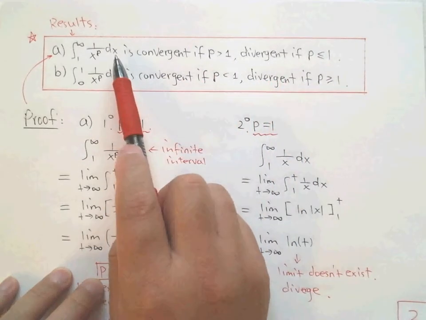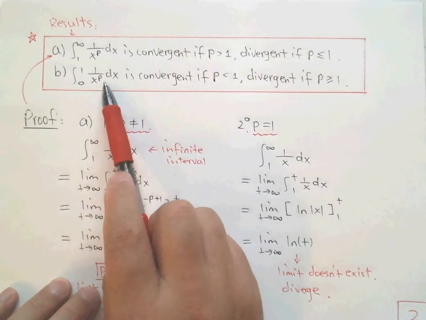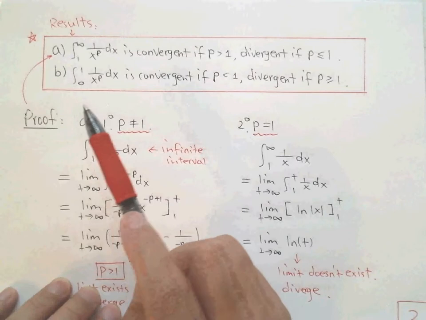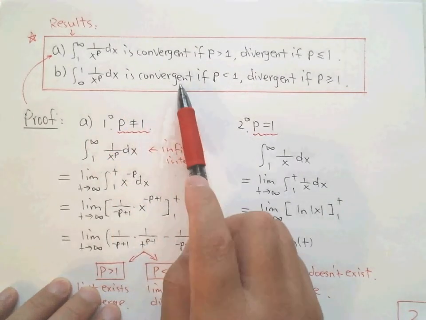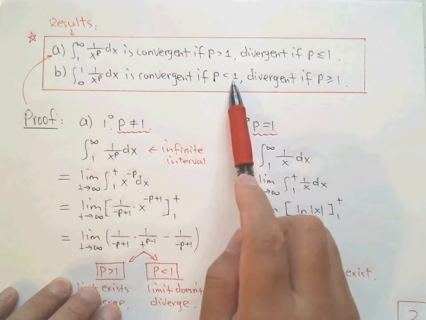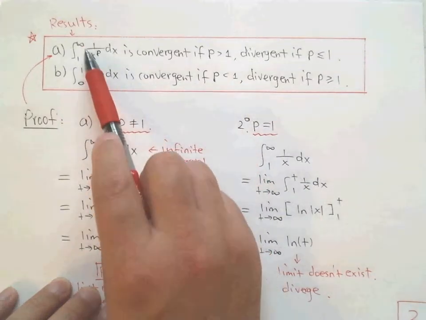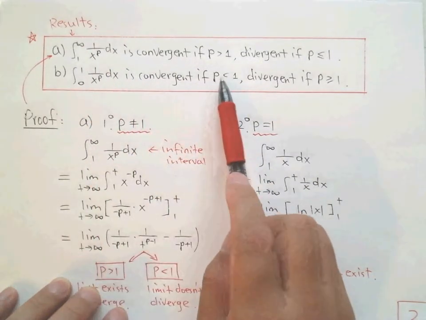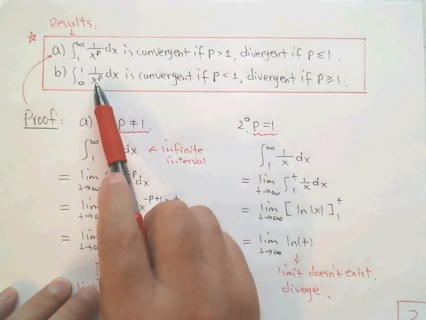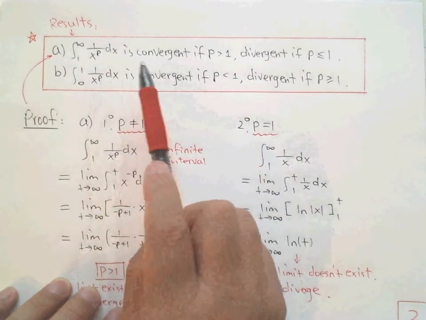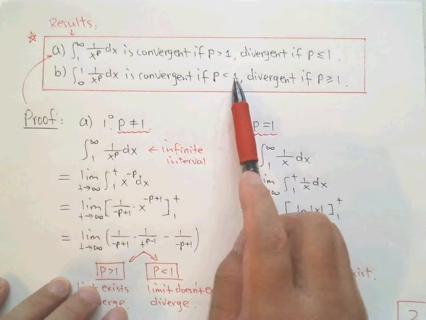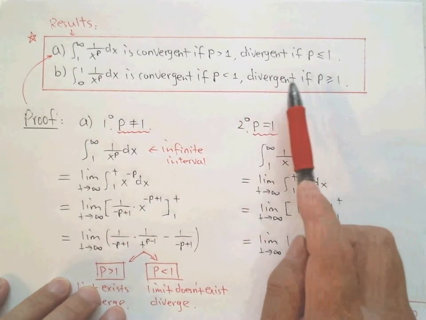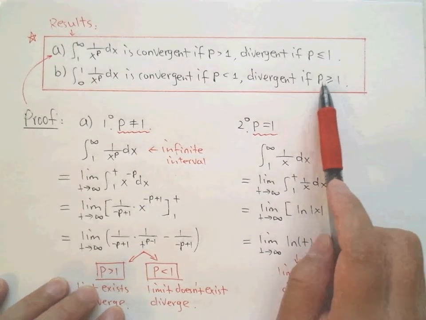And the second case, the discontinuous type, goes the opposite way. It is convergent only when p is less than 1. It is different because the two types are different; later you will see why. Only when p is smaller than 1 is it convergent. All other cases are divergent, p greater than or equal to 1.